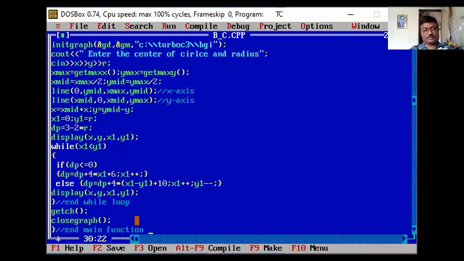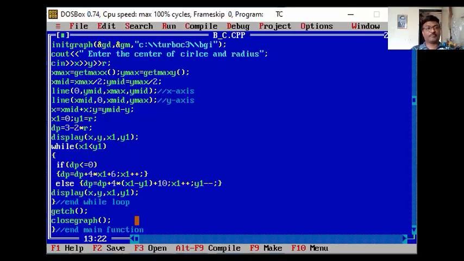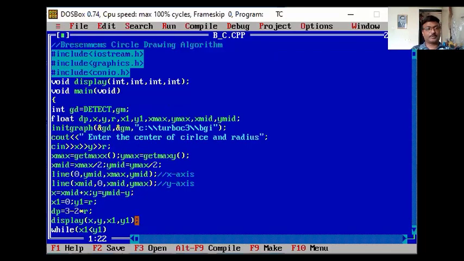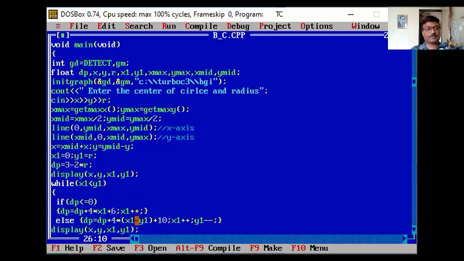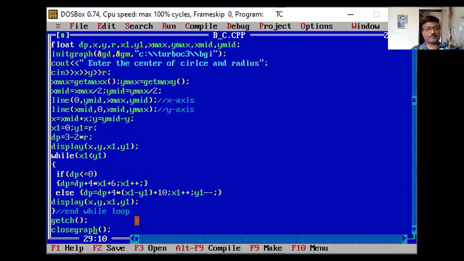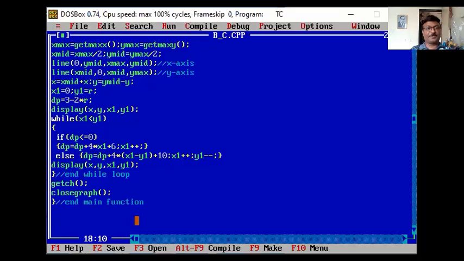So I have to save this program again. So again we can check it. Now that detects, okay, then read the point, then max, then draw the line, then convert as per the x1, then 0 or 3 minus 2r, display x1 that you have calculated, okay. Once you check it, compile it.